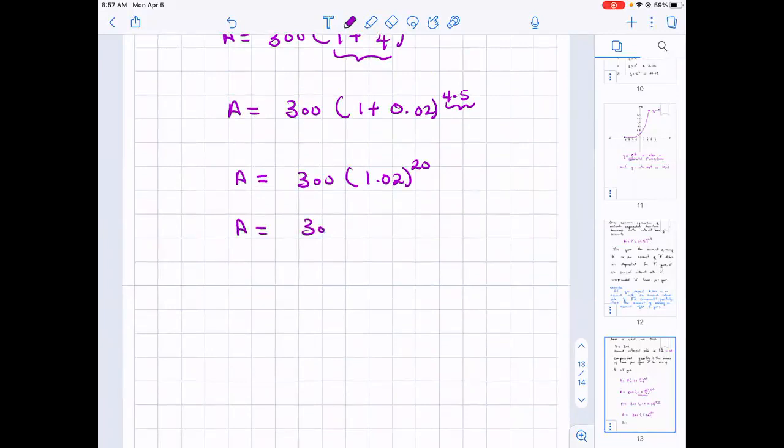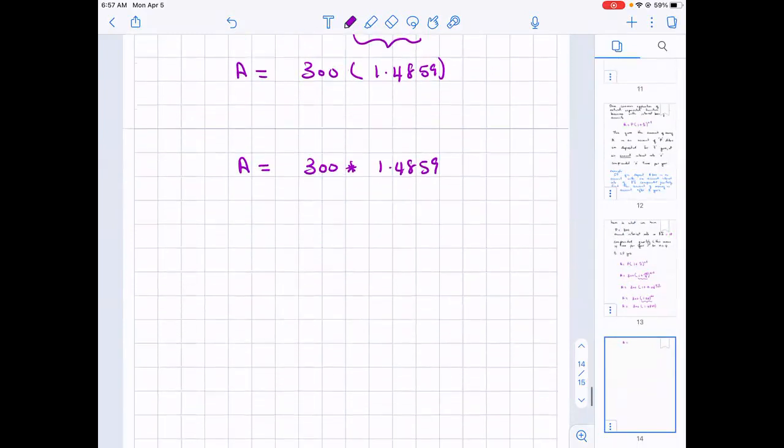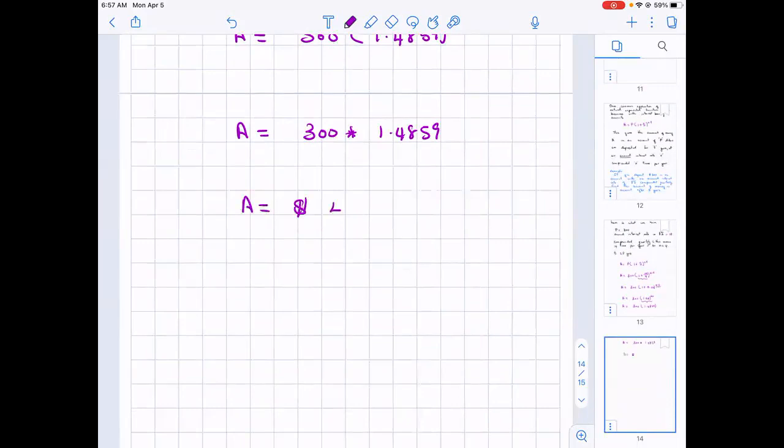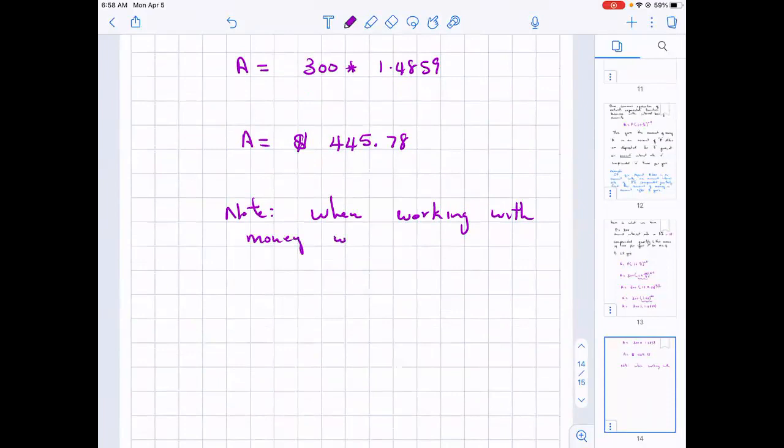So A is equal to 300. You must do the exponent first. So this becomes approximately 1.4859. Therefore, A is, if you multiply those two numbers now, 300 times 1.4859. And since you're speaking of money, we'll round it to 2 decimal places. So we have 445.78. Okay, so note, when working with money, we will round to 2 decimal places.